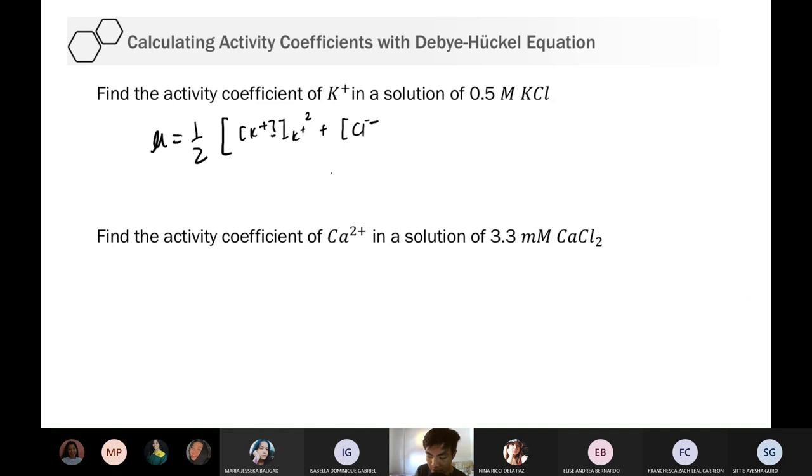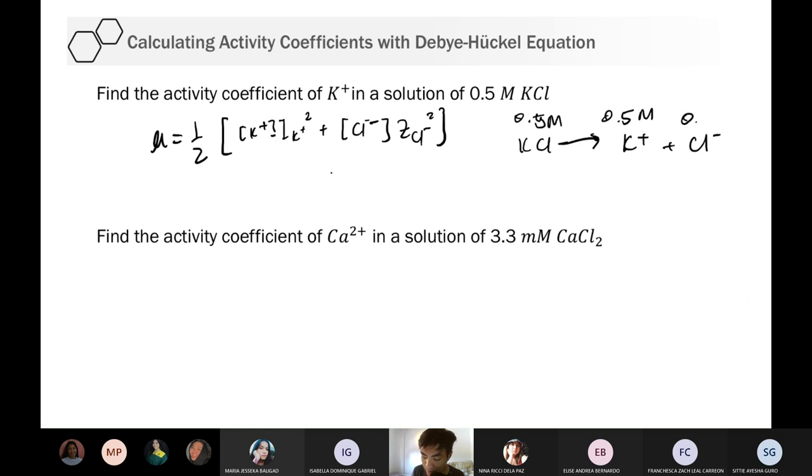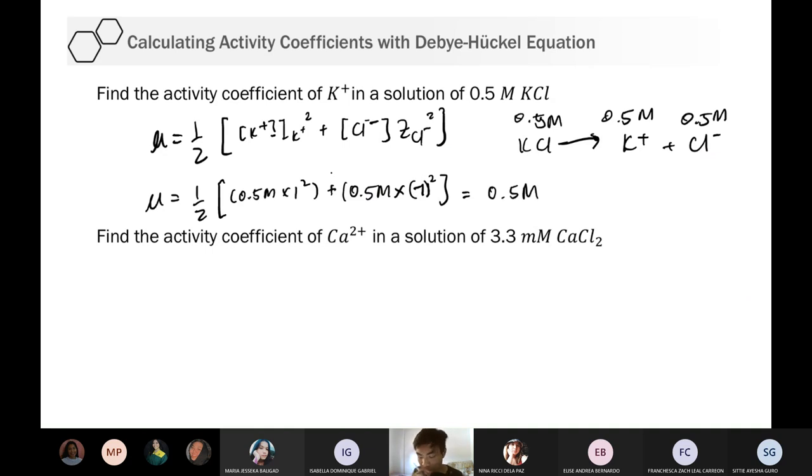Plus the molarity of Cl minus times the charge of Cl minus squared. If we have 0.5 molar KCl, what is the molarity of our ions, K and Cl? That will still be 0.5 molar and 0.5 molar. So mu is 1/2 times 0.5 molar times 1 squared. That's the charge of potassium, positive 1. Then the molarity of chloride, 0.5 molar times negative 1 squared. So all in all, mu is still 0.5. You can solve that, but it's 0.5.